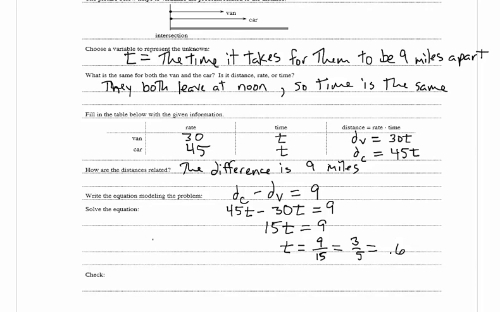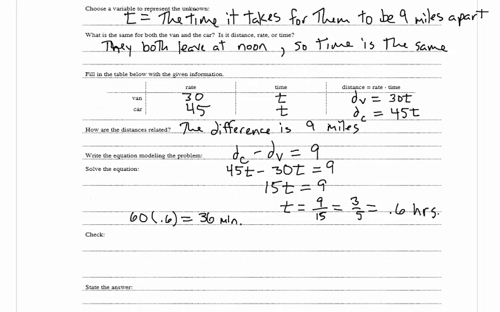And if we wanted to convert that to minutes, we could say that there's 60 minutes in 1 hour, and we want to multiply that by 0.6, or 3/5, and that's equal to 36. So it's 36 minutes and 0.6 hours. And now they want us to check our answer.